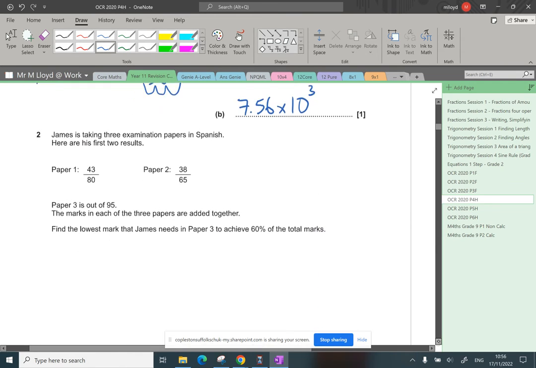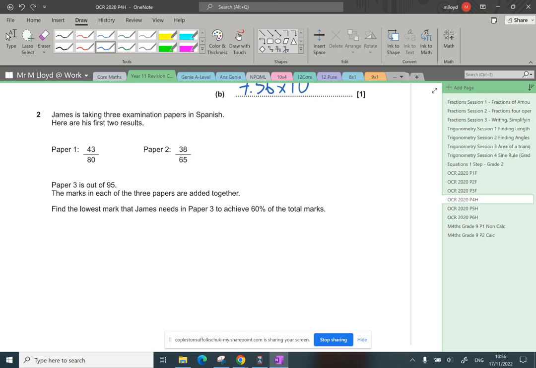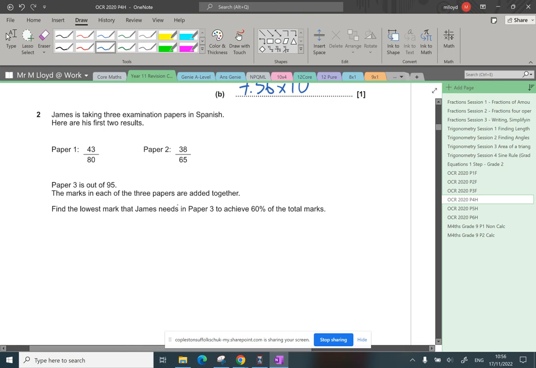Question 2. James is taking 3 examination papers in Spanish. Here are his first 2 results. Paper 3 is out of 95. The marks in each of the 3 papers are added together. Find the lowest mark that James needs in paper 3 to achieve 60% of the total marks. So 80 plus 65 plus 95 is going to tell us what the total mark is out of. So that's 240.